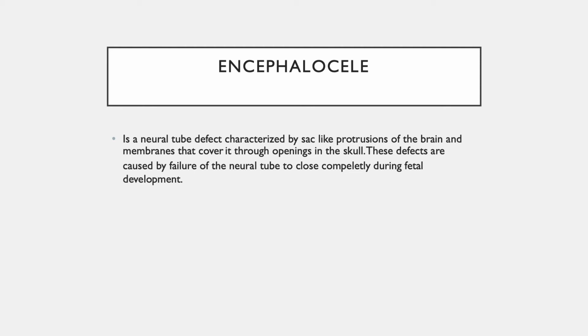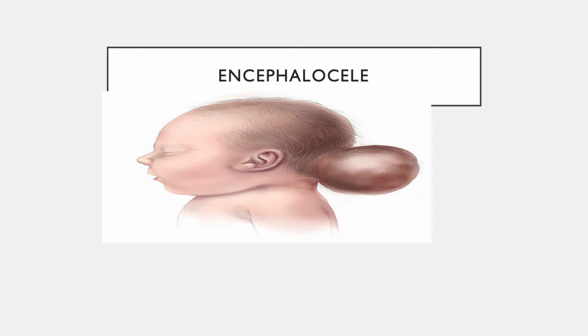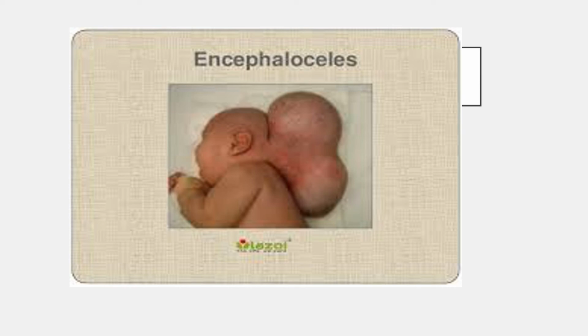The other condition is called encephalocele, a neural tube defect characterized by a sac-like protrusion of the brain and the membranes that cover it through an opening in the skull. These defects are caused by failure of the neural tube to close completely during fetal development. This is the picture of encephalocele. As we see, this is the sac of the brain and its membranes, penetrating the skull from this part. This is encephalocele, and this is a big one.